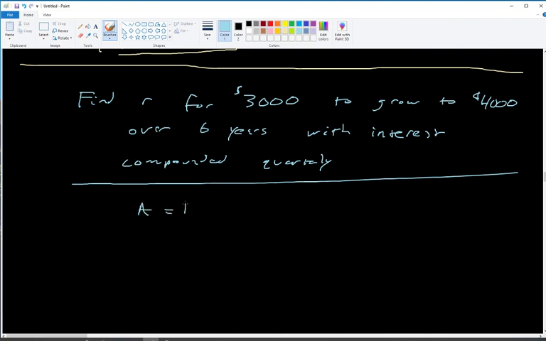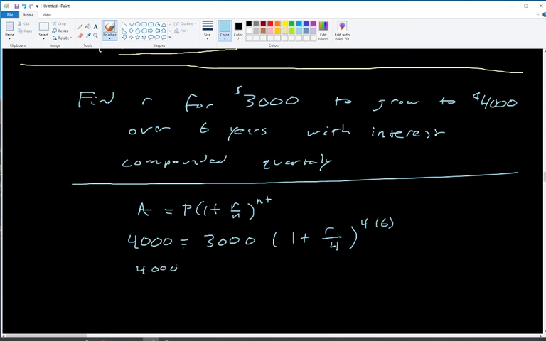We're using A equals P times 1 plus R over N to the NT again. A is the $4,000 we're growing to. P is the principal $3,000 we're starting from. We get 1 plus the interest rate's what we're curious about. Quarterly, N is 4. And we're saying grow over 6 years. So step 1, I need to divide the 3,000 across. So I get 4,000 divided by 3,000.